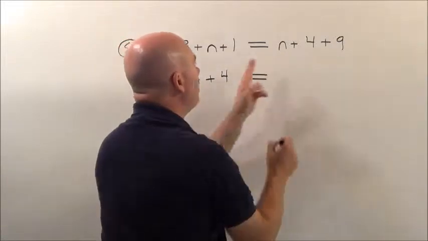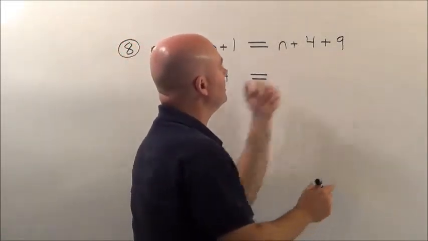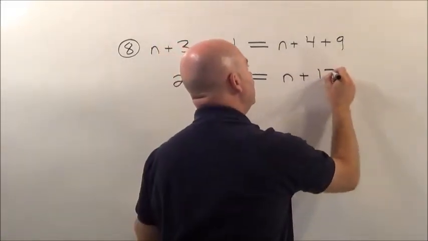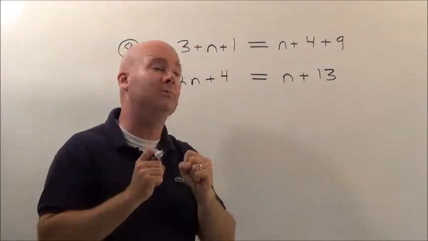Now let's look on the right side of the equal sign and see what combines. N, well, there's no other n, so it's by itself. 4 and 9, that's 13. So now we've sort of gathered everything together before we move it.